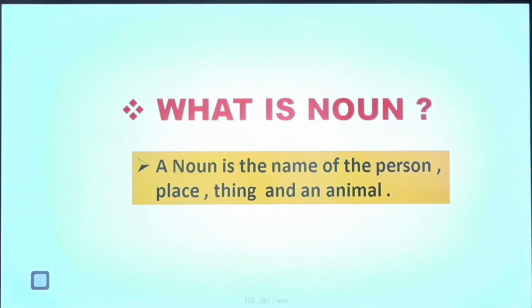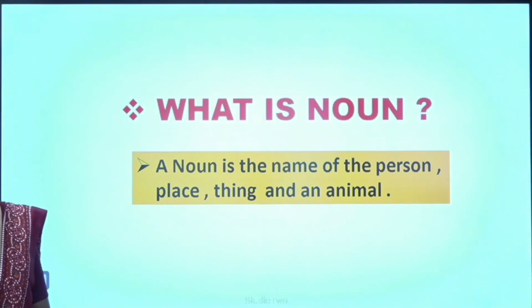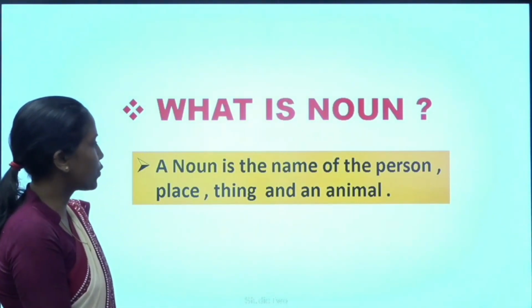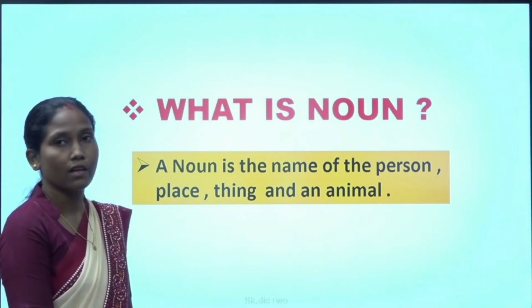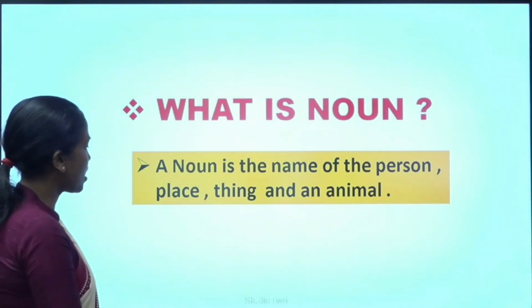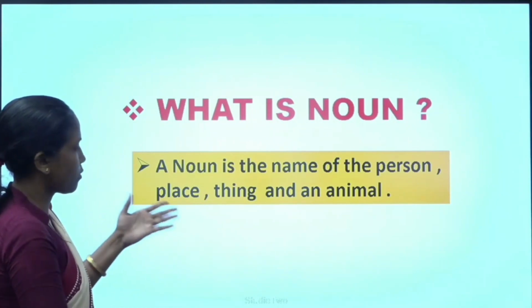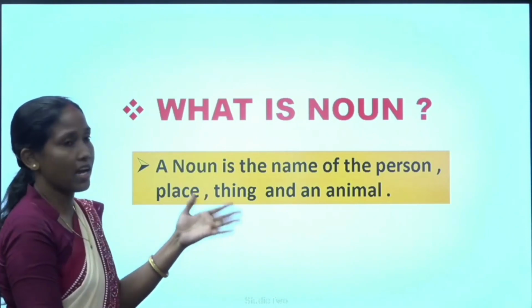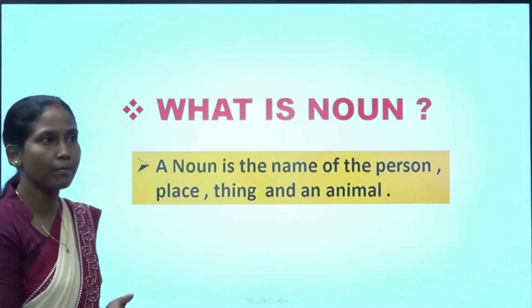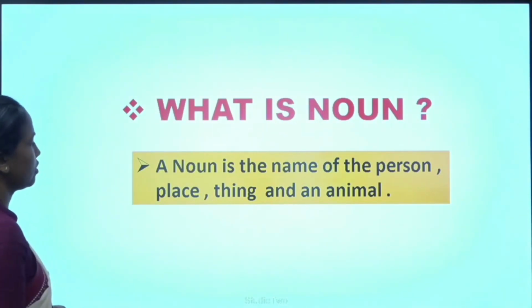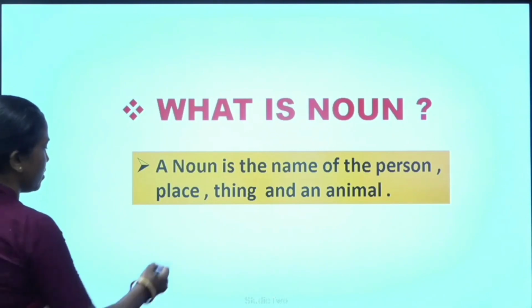Yes, students. So you know the example of person. It can be the name of your teacher, name of anybody, name of your parents, name of your friends. So you know the name of the person. The meaning you know already. Now you see the name of any place. You see the name of the thing, name of the animal. So next we will see some of the examples of a place, thing and animal.